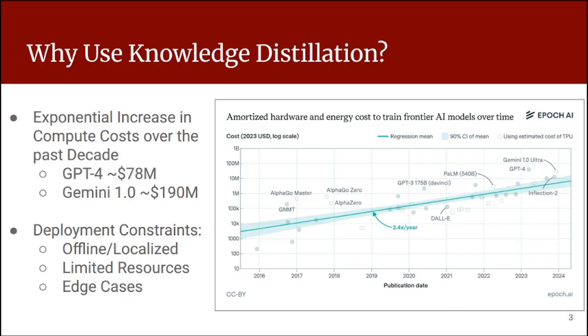So beyond just initial training, there's also a lot of reasons you might want to use knowledge distillation for your deployment needs. Any sort of offline, localized deployment where you have limited resources, knowledge distillation might be a good solution. Also, edge cases where large models aren't performing the best, you might be able to distill a model from a large model and then refine it that way.